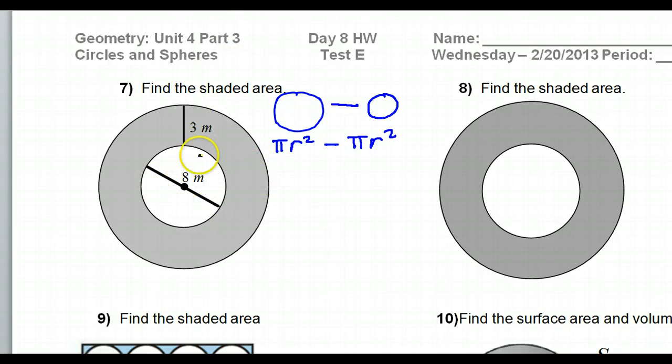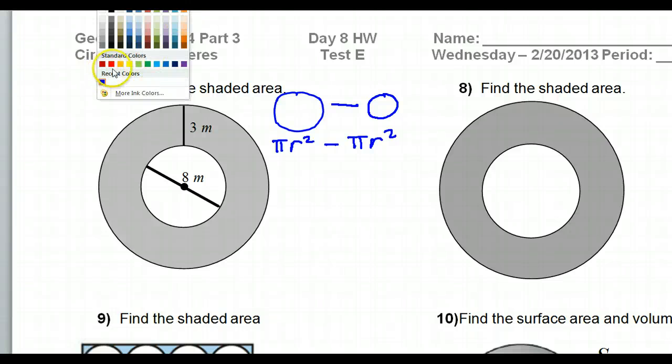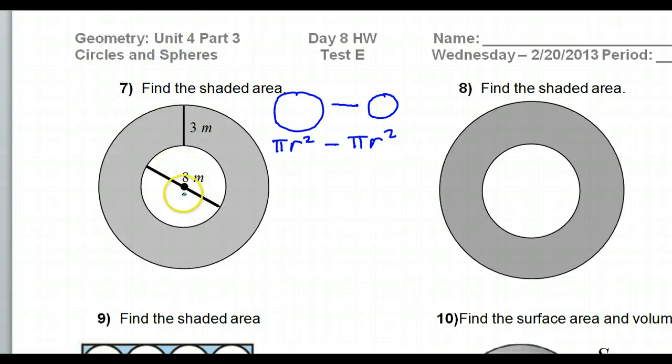This 8, is that a radius? Oh no, my friend, you were sadly mistaken. Radius goes from the center out to the edge. So that's the radius. So what is the radius of this small circle? Of course, that is 4. So this is going to be minus pi times 4 squared. Okay? So that's the area of the small circle that we're subtracting.